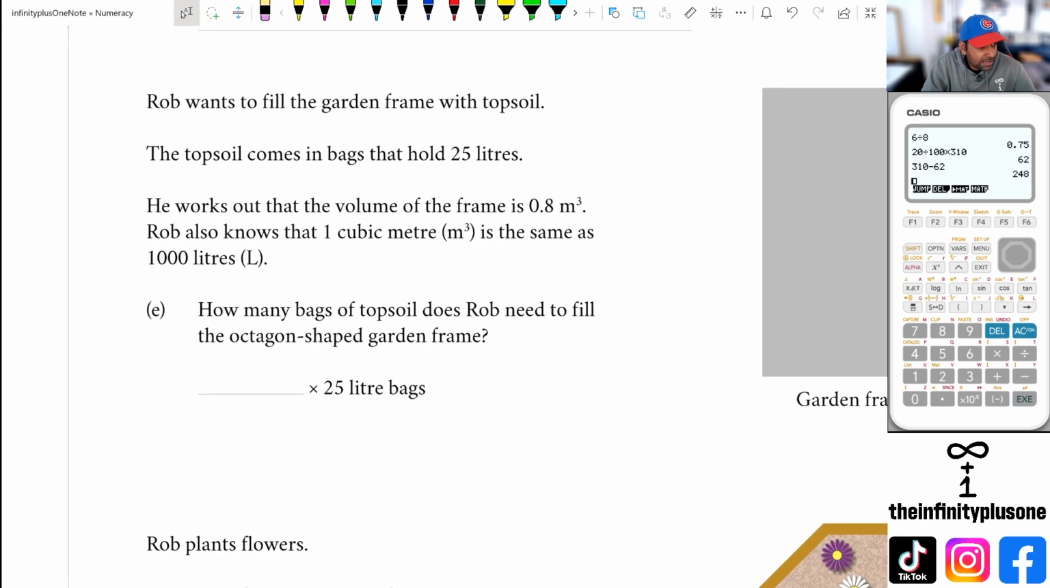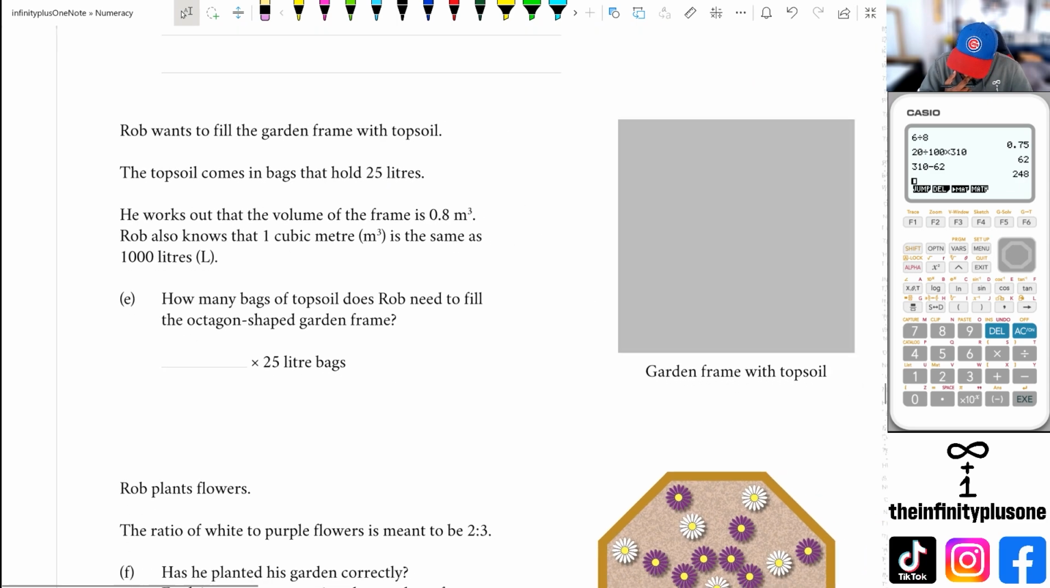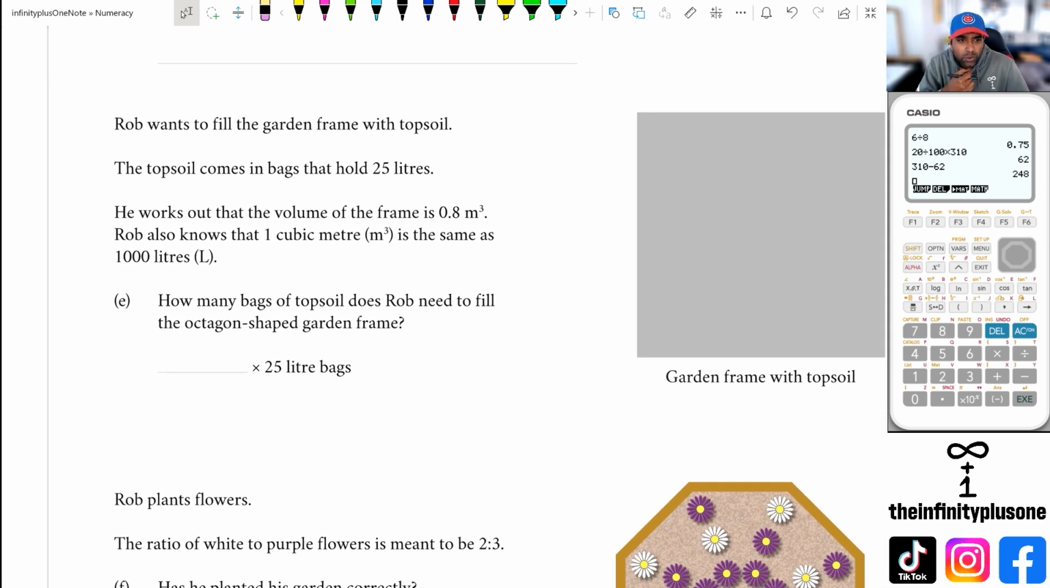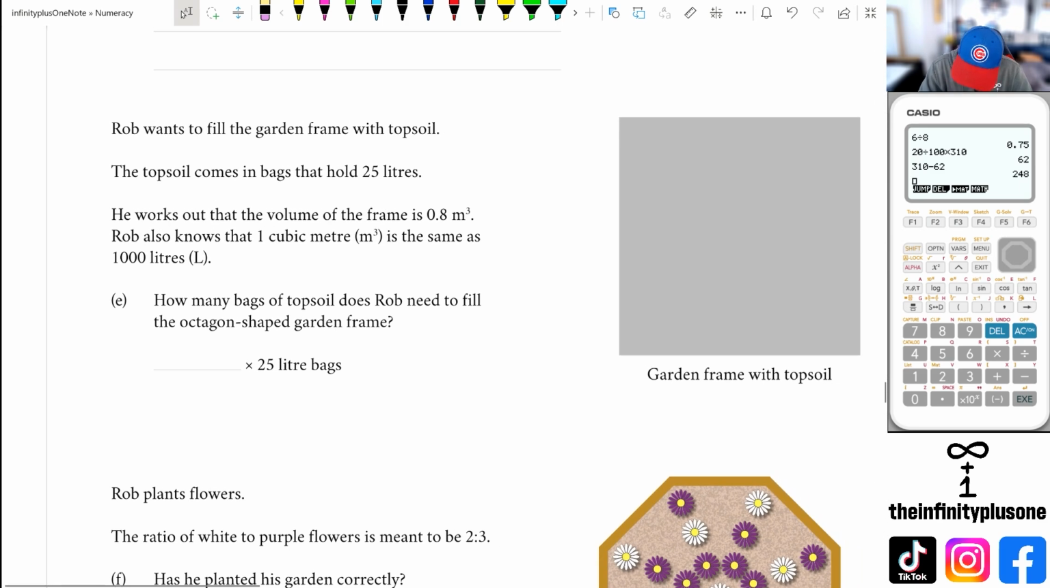All right, so the next part of this question is topsoil comes in bags of 25 liters. He works out that the volume of the frame is 0.8 meter cubed, which is the same as 1,000 liters. So we've got a shape here and the volume is 0.8 meter cubed. We are trying to figure out, if 1 meter cubed equals 1,000 liters, how much is 0.8 meter cubed going to be?